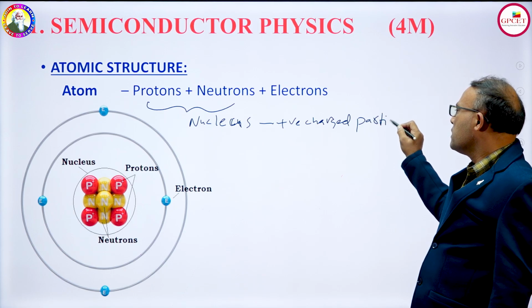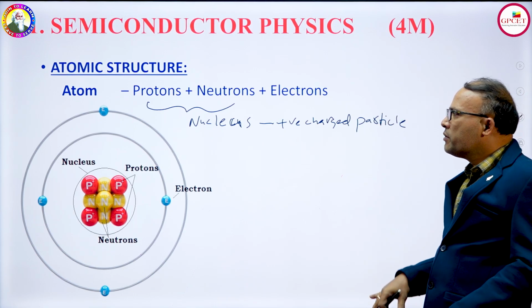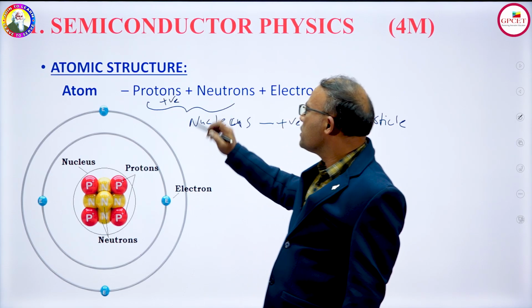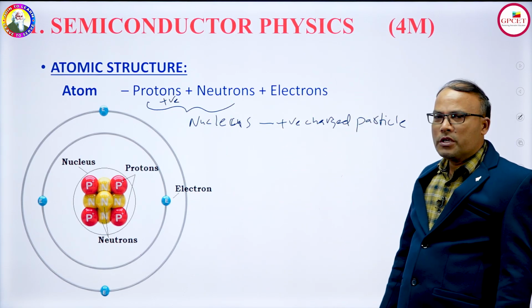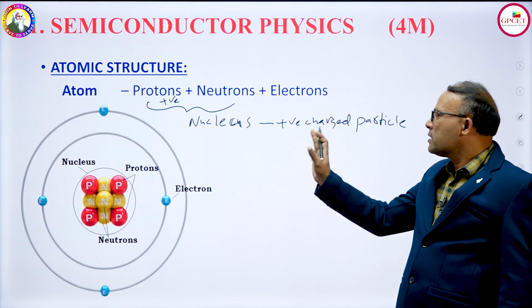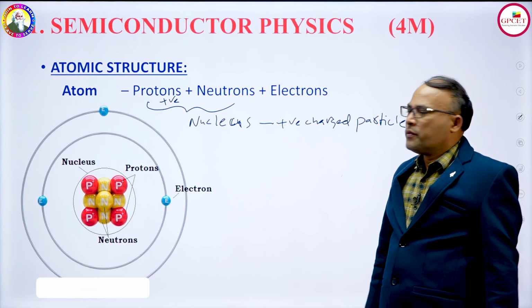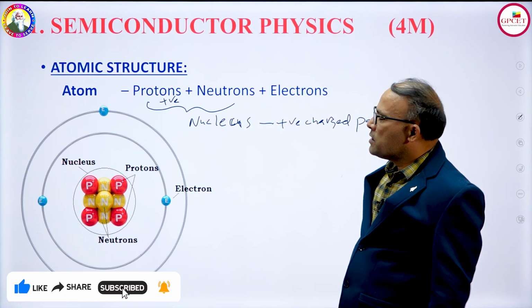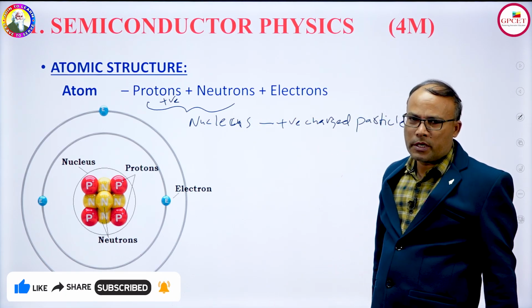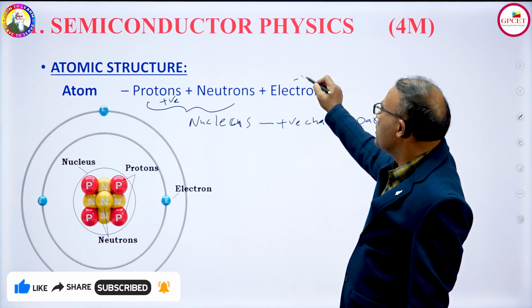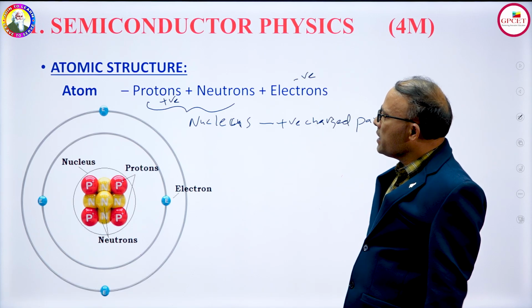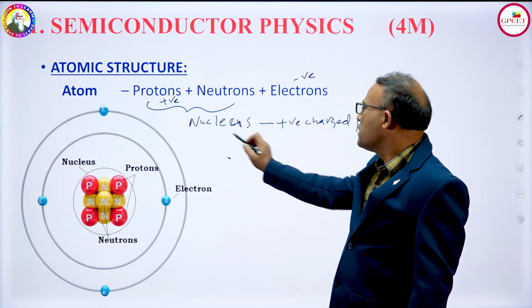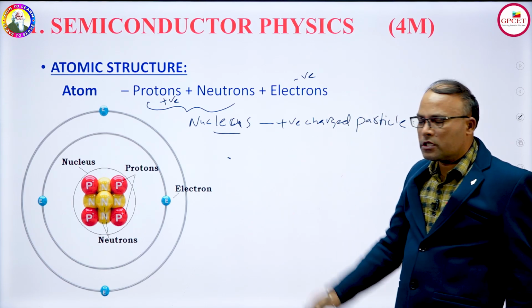This is because it combines a proton, which is a positively charged particle, and a neutron, which is neutral. Therefore, the combination of proton plus neutron is a positively charged particle. For example, if the nucleus were combined with neutrons plus electrons, then it would be negatively charged, because an electron is always negatively charged. But here we are considering protons plus neutrons, called the nucleus, which is a positively charged particle.